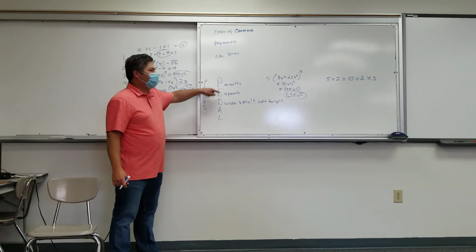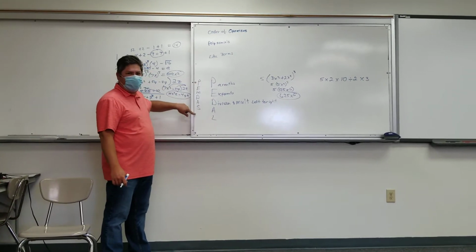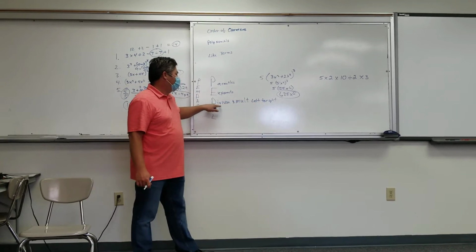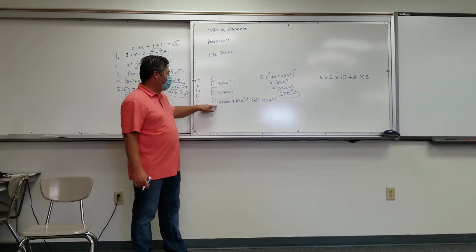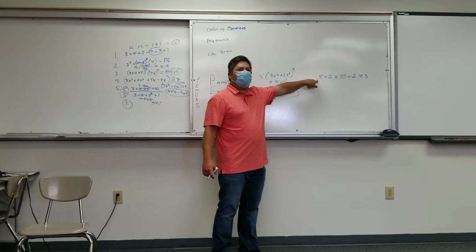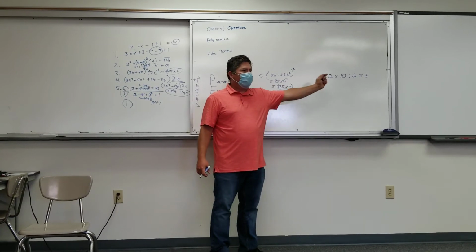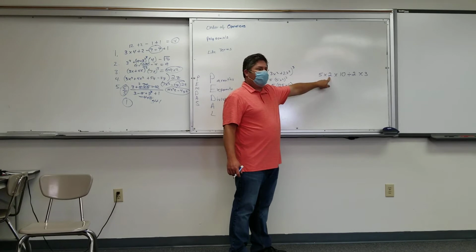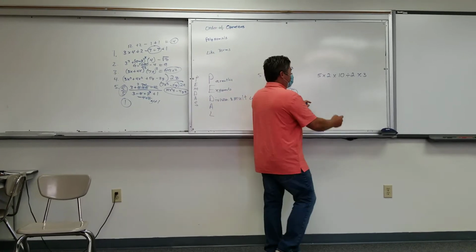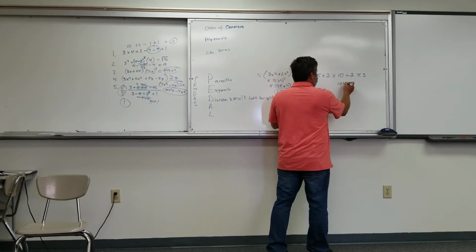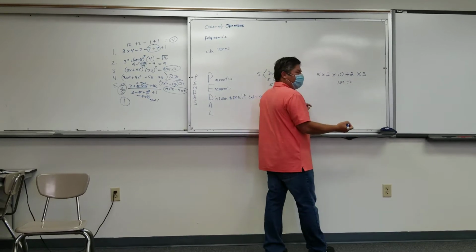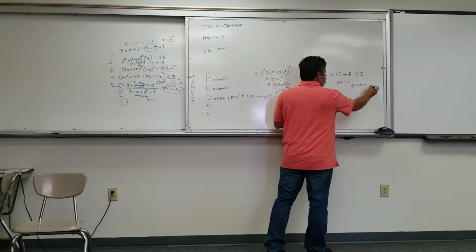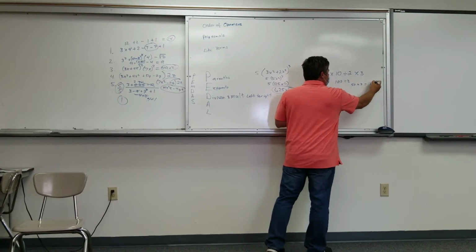Here's why I write it this way, PEDAL, instead of PEMDAS. And the reason I'm doing PEDAL is right here, this idea. Division and multiplication left to right. If there's no parentheses, I just go left to right. 5 times 2 is 10. 10 times 10 is 100. 100 divided by 2 is 50. Times 3 is 150. That's the answer.